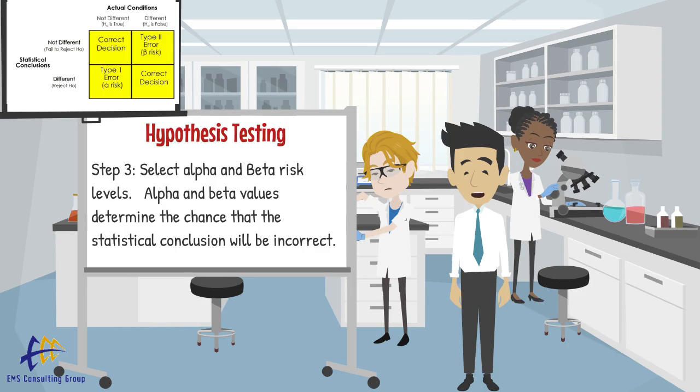The beta value will determine the sample size you need. Too small of a sample size increases the chance of a type 2 error.